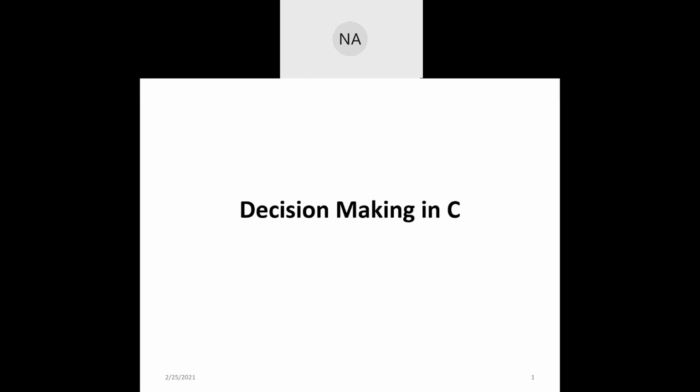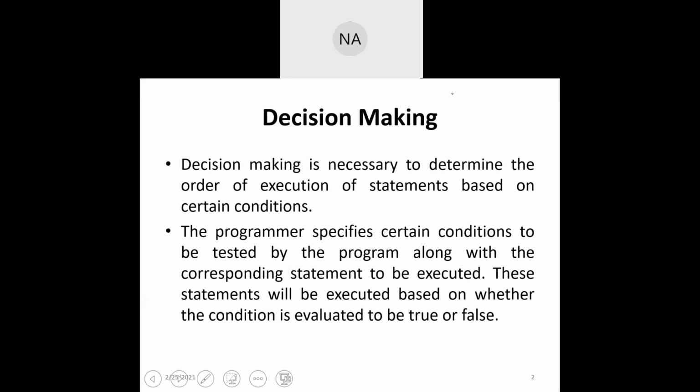In this video lecture, we shall discuss various constructs available in C programming language for decision making. In a C program, all the statements are executed sequentially, one after another. In certain situations, a programmer wants to skip some statements, or wants to execute some statements on the basis of some condition. If that condition is true, then he wants to execute those statements. Otherwise, he wants to skip those statements. So this is called decision making.